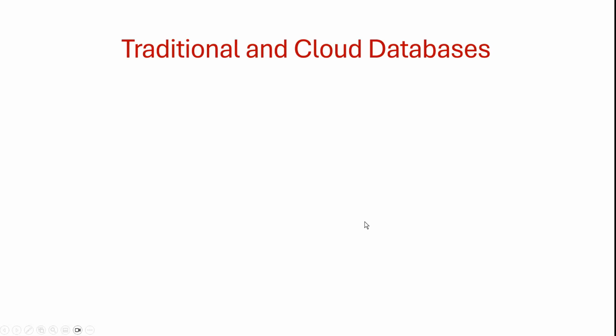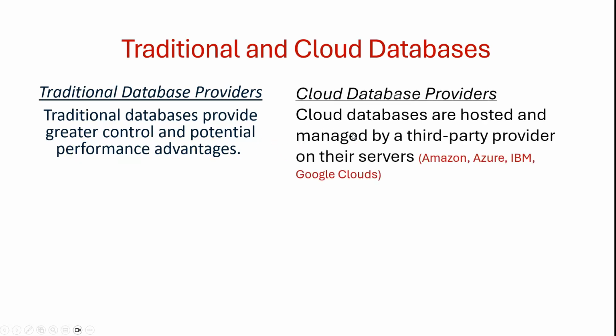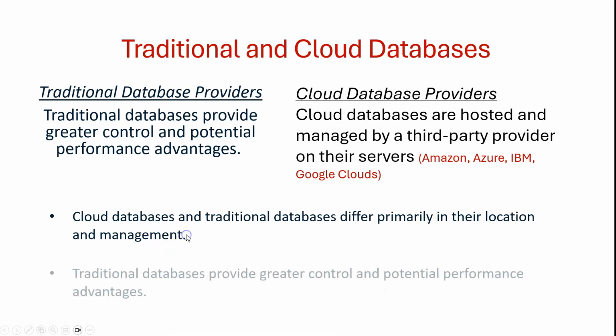Now, let's get to the final section of this, and that is traditional and cloud databases. Traditional databases provide greater control and potential performance advantages. Cloud databases are hosted and managed by a third-party provider on their services. You have cloud service providers such as Amazon, Azure, IBM, and Google Cloud. Cloud databases and traditional databases differ primarily in their location and management.